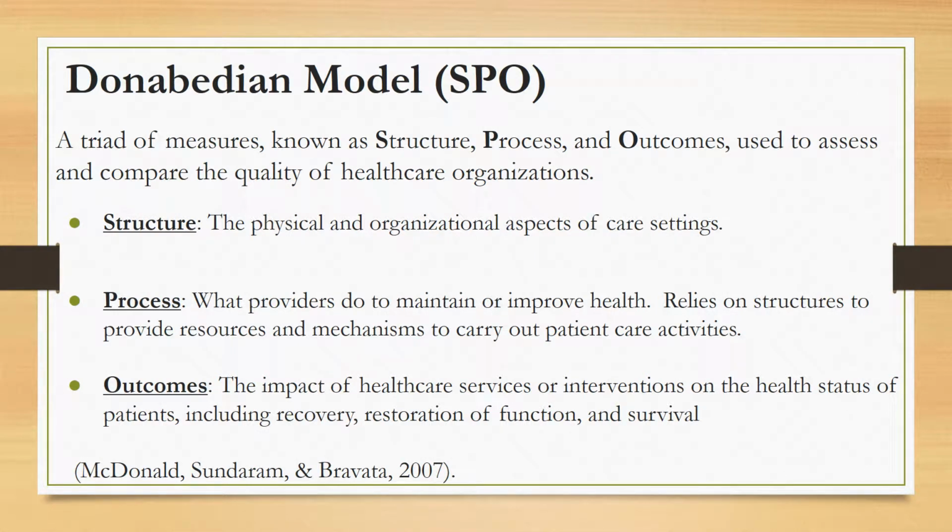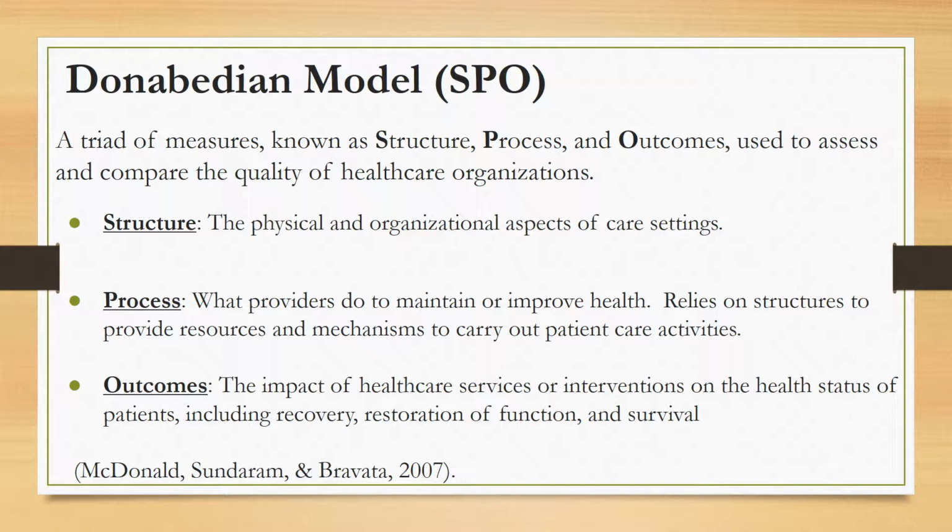One model for healthcare quality measures is known as the Donabedian model. It is named after the physician and researcher who formulated it, Avedis Donabedian, and it is a compilation of measures known as structure, process, and outcomes that is used to assess and compare the quality of healthcare organizations.